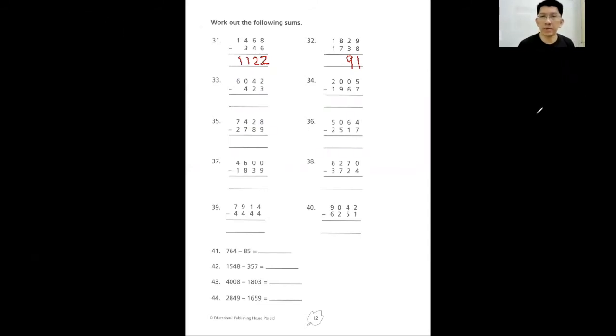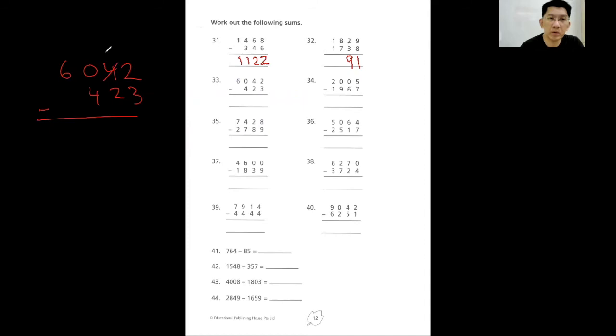So number 33 now. I'm going to write it down here. 6,042 and 423. I'm going to write it down like that, and I put a minus. Okay. Let's start from the right-hand side. 2 minus 3. Again, you see this small number minus big number. No, we can't do that. We have to borrow 1 from here.